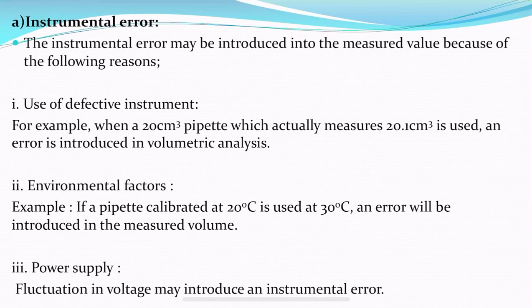And the next reason by which instrumental errors are formed is power supply. It is not in our hand, right? Power supply is not in our hand. So for this reason, fluctuations in voltage may introduce an instrumental error. The sources of instrumental errors must always be remembered whenever an instrument is used. Okay, so this is all about instrumental error.